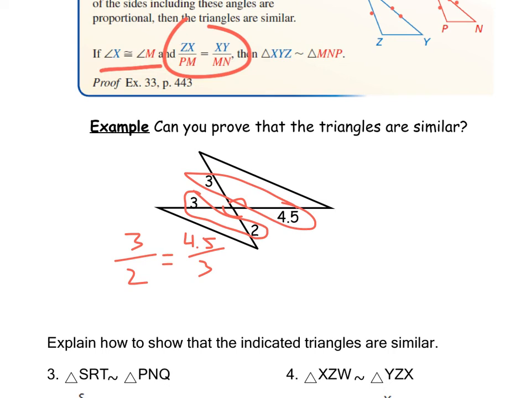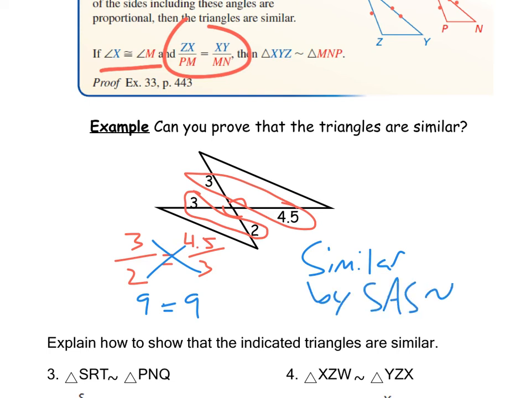And are those equal? Well, we can test that out by cross multiplying. 2 times 4.5 is 9. 3 times 3 is 9. So, yep, indeed, they are similar. So these are similar by side angle side similarity. All right? That's the idea.